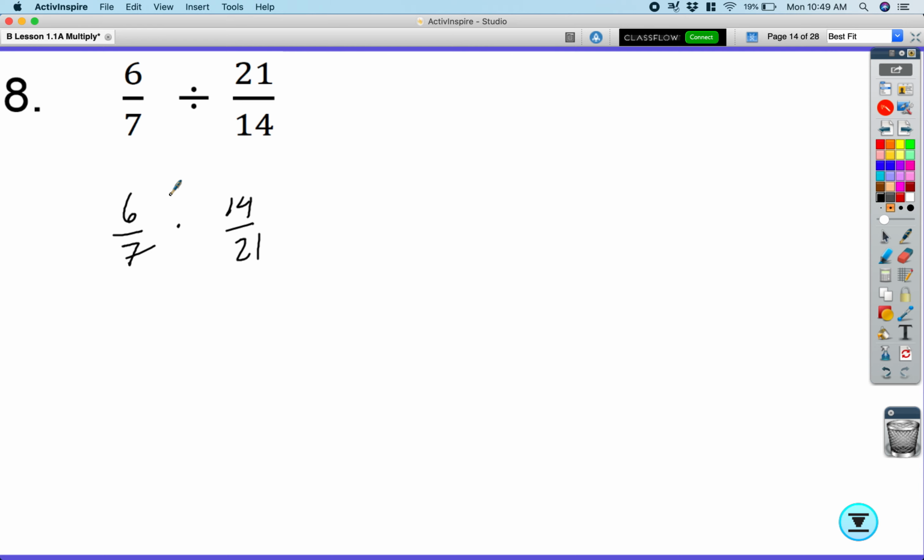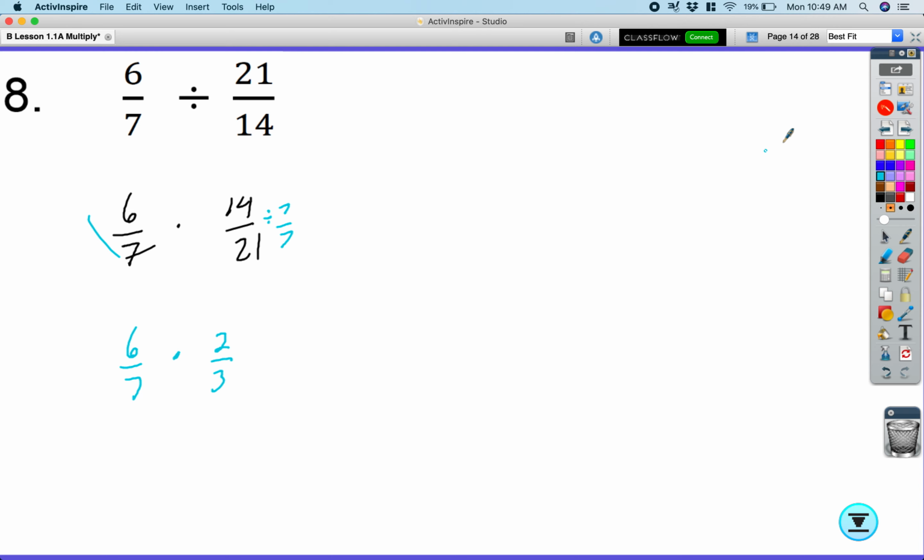And now there's two steps here. You can either reduce this or you can reduce the 14 over 21. Either one's acceptable. We'll do something a little different just because we haven't seen this one. I'm going to reduce the 14 over 21. These are both divisible by 7. So I'm not reducing the 6/7 at all, so I'm just going to rewrite that here. But 14 divided by 7 is 2, and 21 divided by 7 is 3.